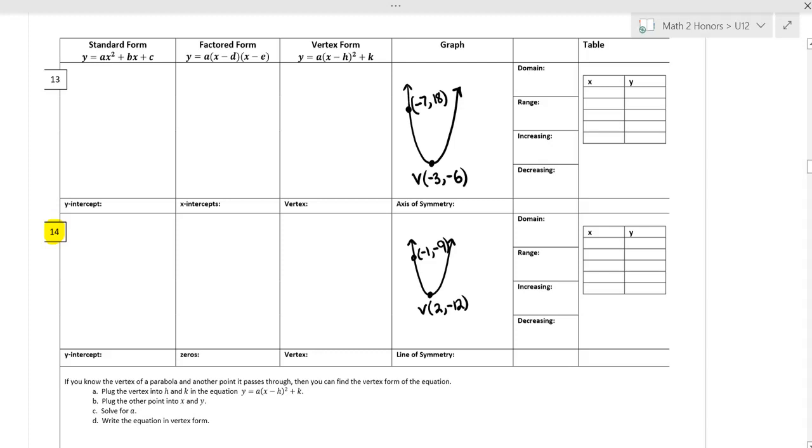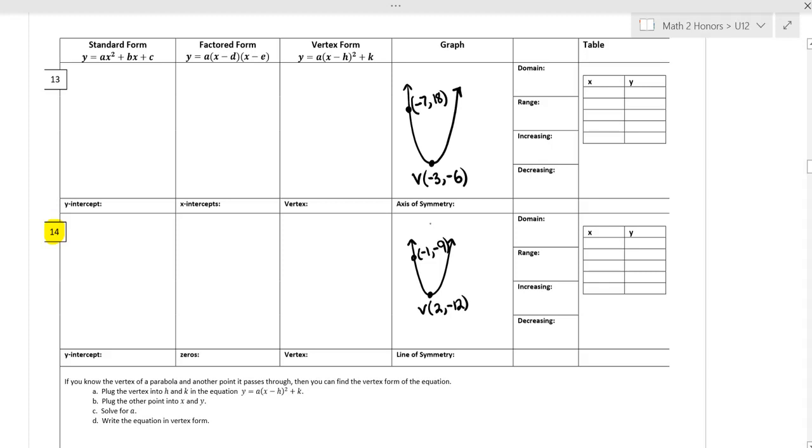Alright, I'm going to go over the homework for section 12.3, starting with number 14. In number 14 we have a picture of a graph of a parabola opening up. They give us the vertex, that's what the V is, at (2, -12), and an additional point at (1, -9).